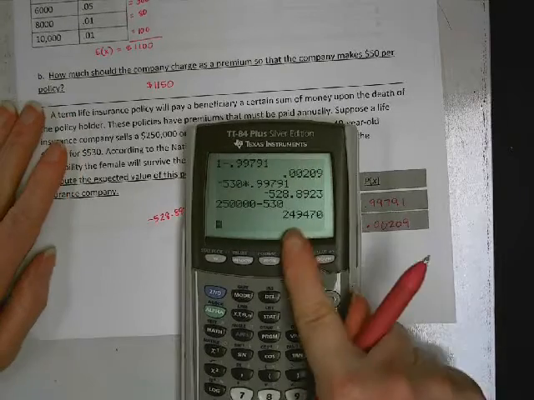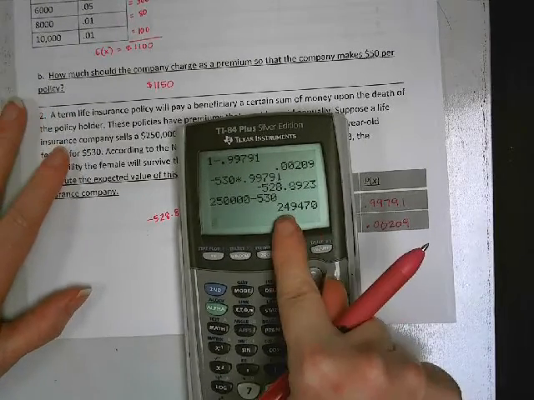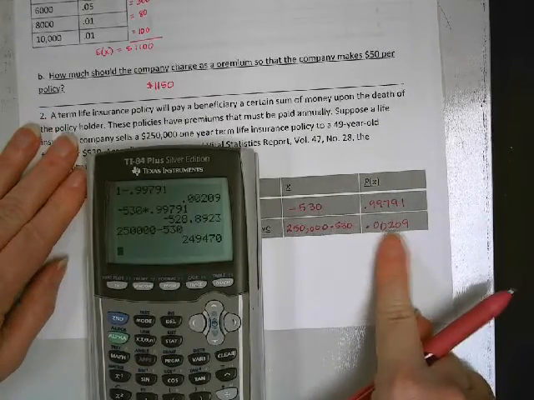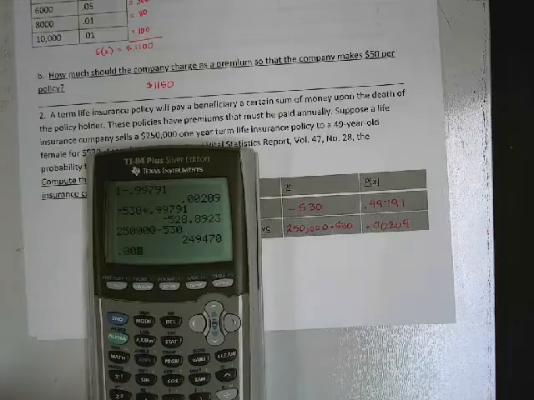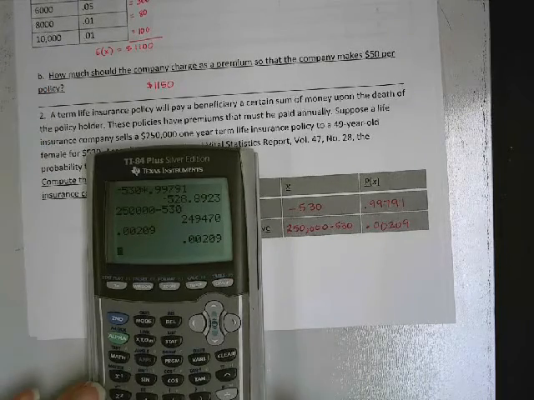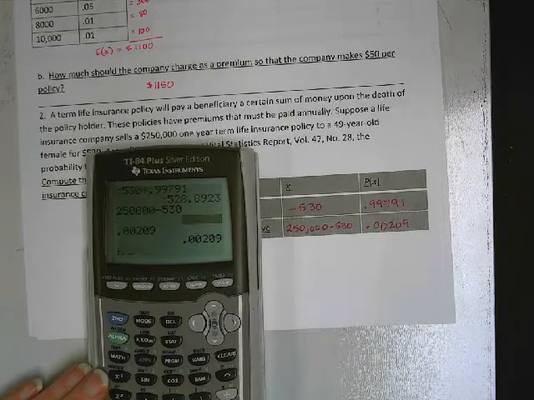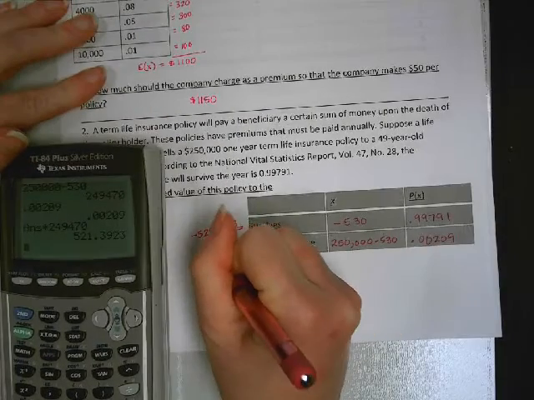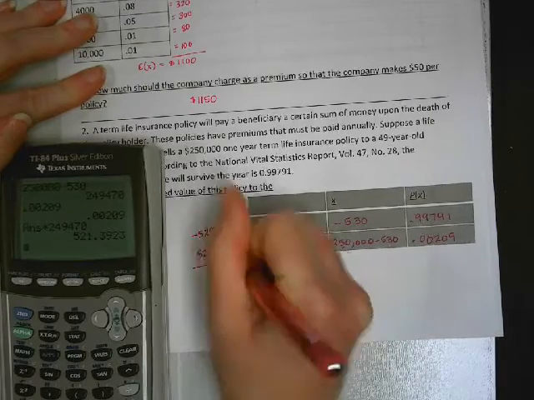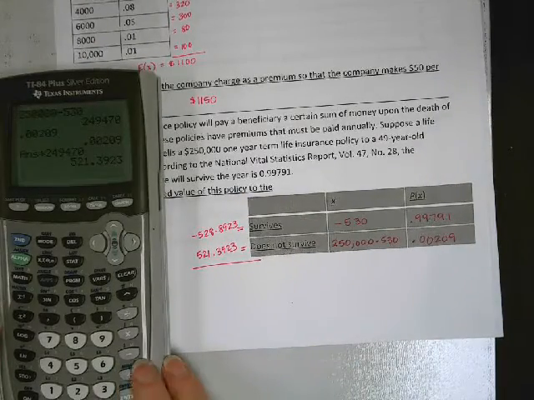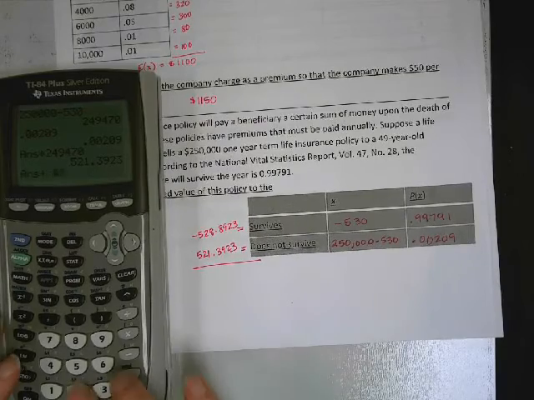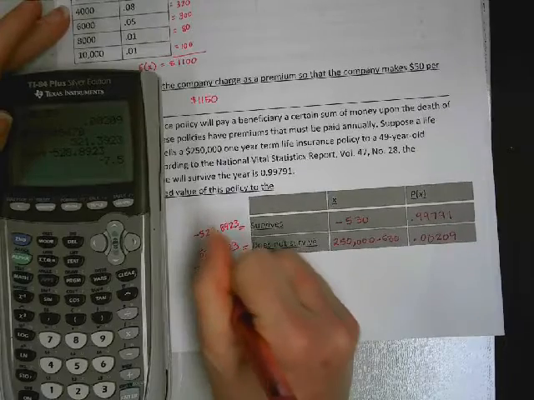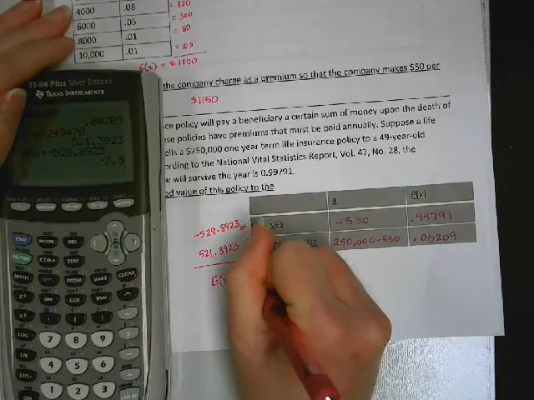If they don't survive, it's going to be $250,000 minus the $530 that they paid for their premium. They don't get it because they're dead, but the amount of money that their family gets would be $249,470. But the probability that they're going to get that amount is 0.00209 times that, so 521.3923. I need to sum those two values. 521.3923 plus negative 528.8923. My expected value comes out to be negative $7.40.